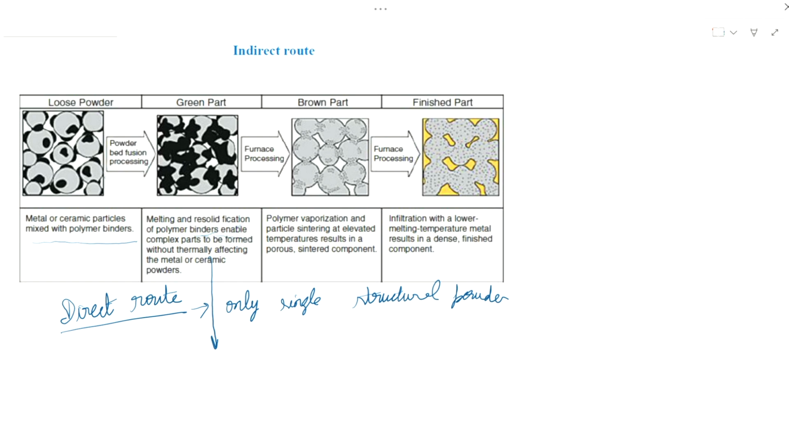So if we use polymer binding along with it, this will decrease the temperature requirement. When the powder particles are subjected to high temperature, there will be comparatively less residual stresses. So when we use polymer binders, this decreases the temperature requirement.